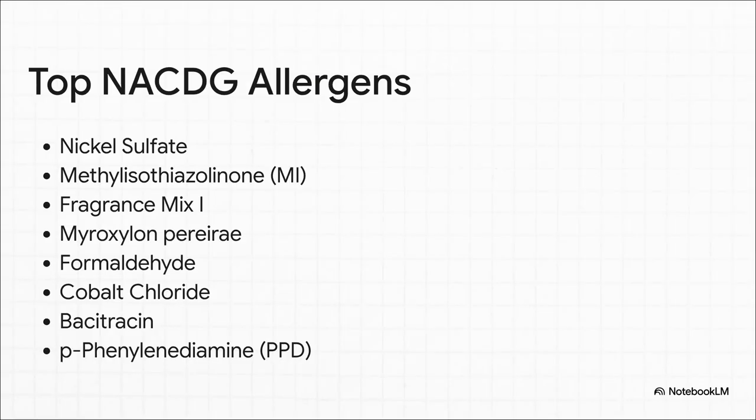And to do that effectively, you have to know the usual suspects. This list from the North American Contact Dermatitis Group, this is our most wanted list. Nickel is always number one, of course, but look at how common preservatives like MI and formaldehyde are, not to mention fragrances and even topical antibiotics we prescribe, like bacitracin.